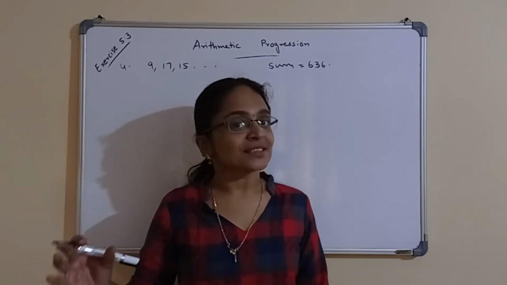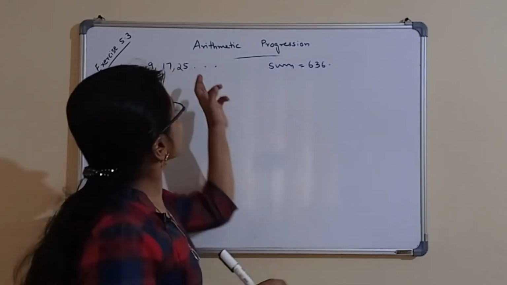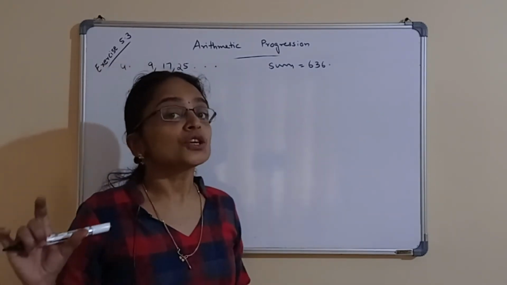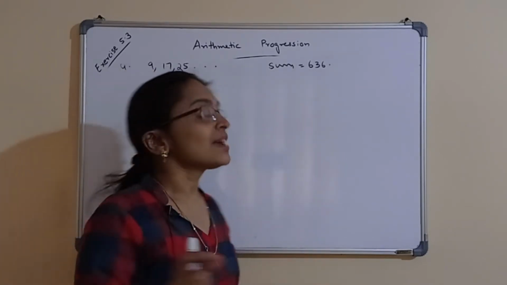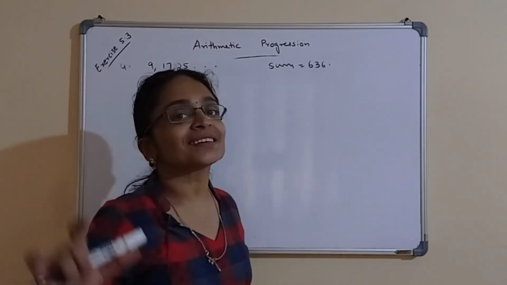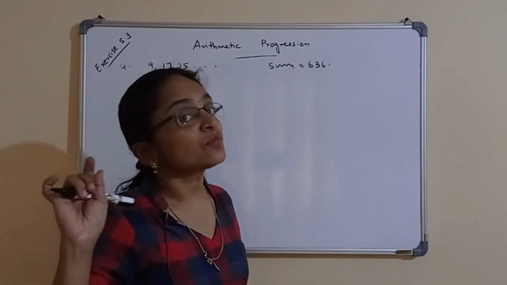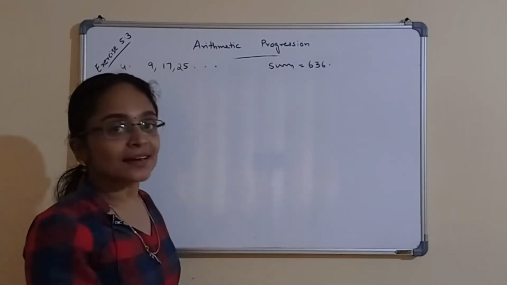Okay, so let us start now. And the question is, how many terms of the AP 9, 17, 25, etc. should be taken so that their sum is 636? How many terms means we have to find n. And the sum is 636.